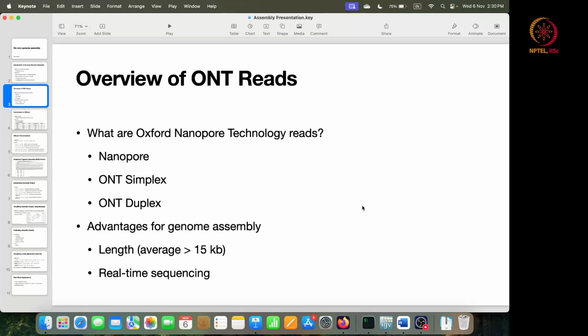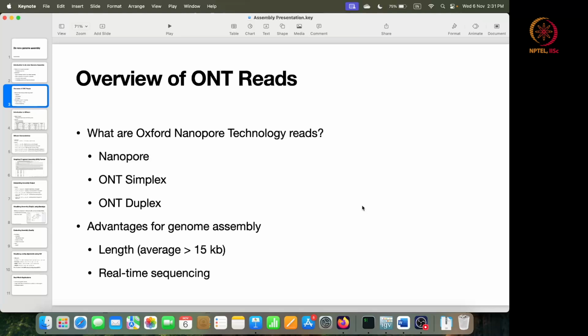The advantage of using Oxford Nanopore technology reads for genome assembly is that ONT reads are long, and longer reads will guarantee higher contiguity in the assembly. The fact that ONT reads offer real time sequencing can allow the users of the instrument to decide whether a particular read needs to be sequenced or not. We will not be discussing this much further.